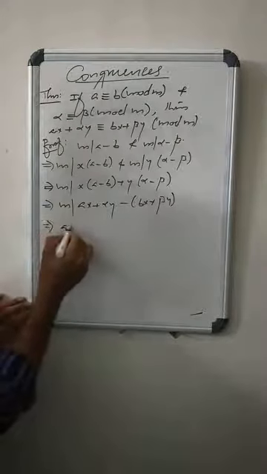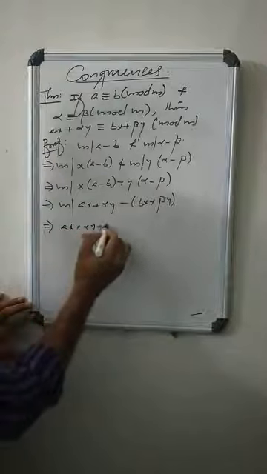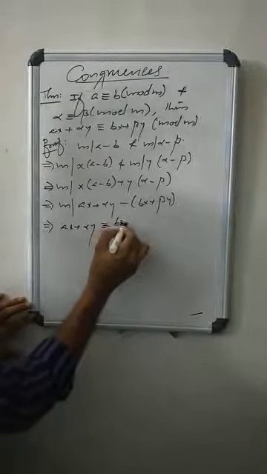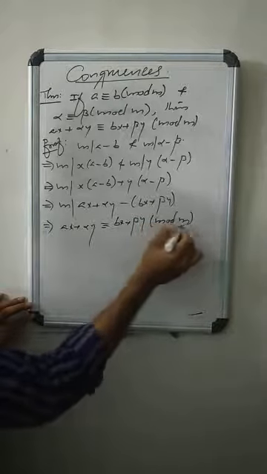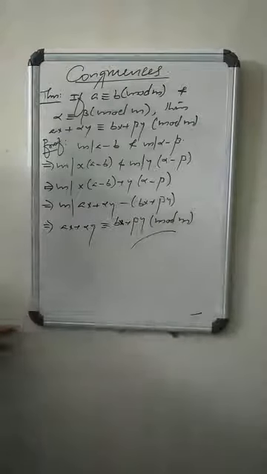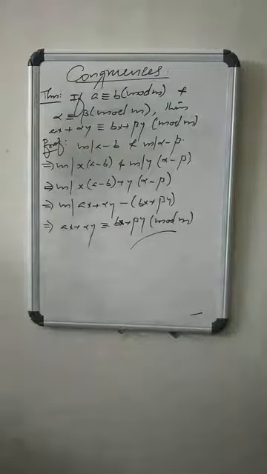That means ax plus alpha y is congruent to bx plus beta y mod M. So this is the first result: if a is congruent to b mod M and alpha is congruent to beta mod M, then ax plus alpha y is congruent to bx plus beta y mod M.